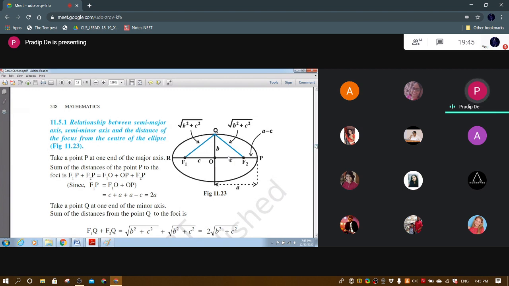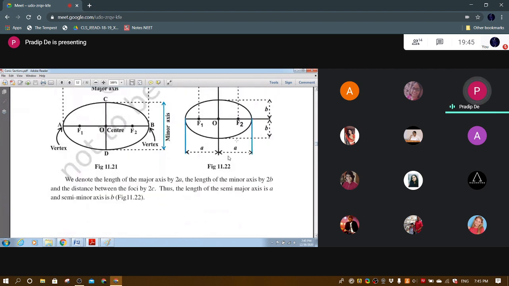Let me show you the diagram again. Look at this diagram. OA is a semi-major axis. OC is a semi-minor axis. Again, OB, semi-major axis. OD is semi-minor axis. Major axis 2A, so length of semi-major axis A. Length of minor axis 2B, so length of semi-minor axis only B.